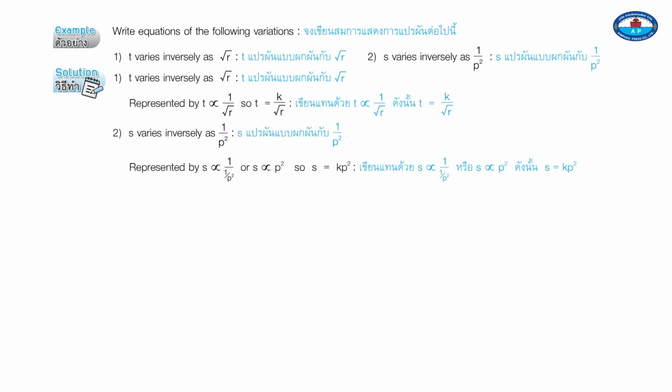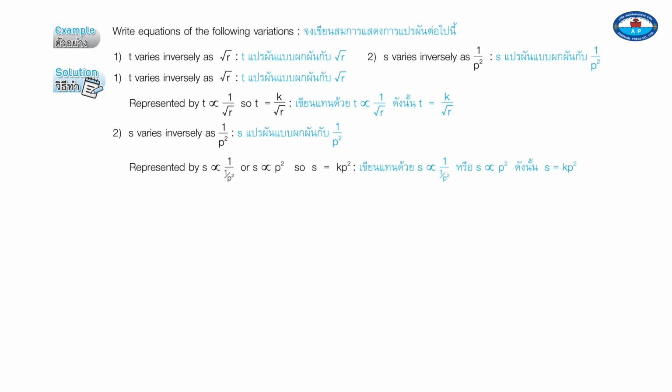Example. Write equations of the following variations. 1. T varies inversely as square root of r. 2. S varies inversely as 1 over p squared. Solution. 1. T varies inversely as square root of r.